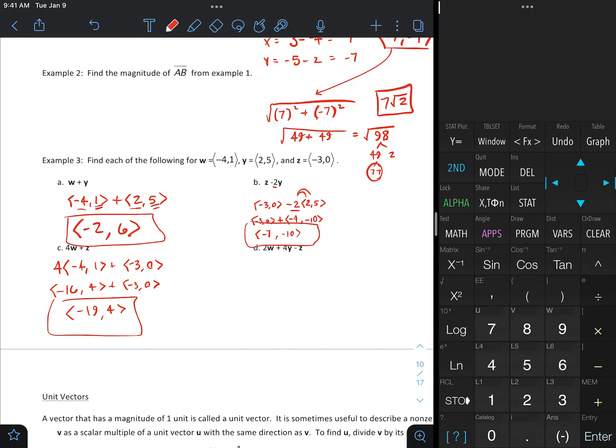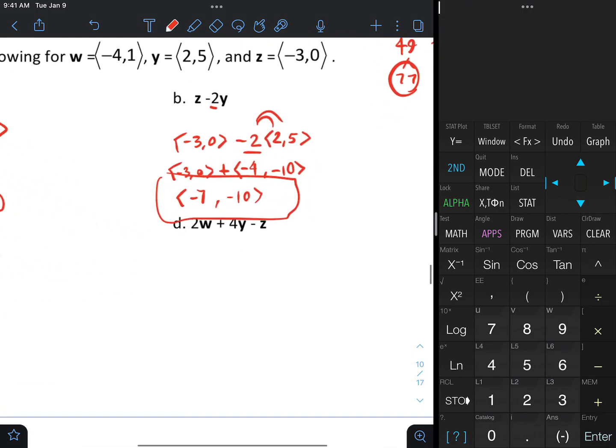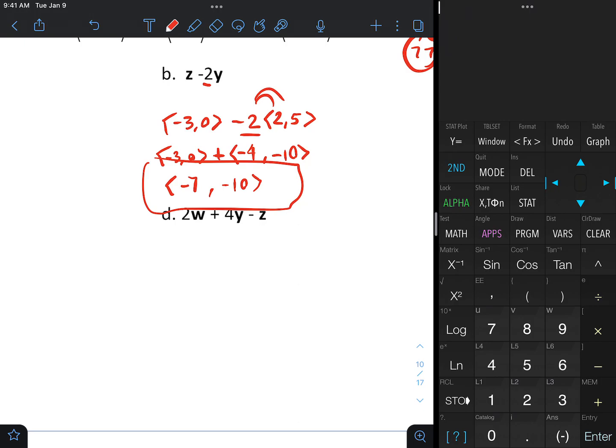And then the final one here, you got 3 vectors going on: 2 times w, 4 times y, and then subtract off z. Okay, so I've got it off screen here, but my notes say we got negative 4, 1 there for w. And then we got the 2 on the outside, and we got 4, and then y was 2, 5. And then minus the z.